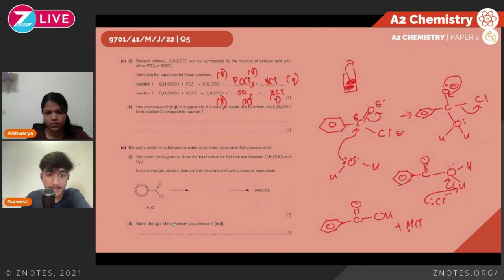Name the type of mechanism you showed in D1. So this would be a nucleophilic addition elimination reaction. So why is it addition elimination? You first add the water over here, then you eliminate HCl from this molecule. So nucleophilic addition elimination.